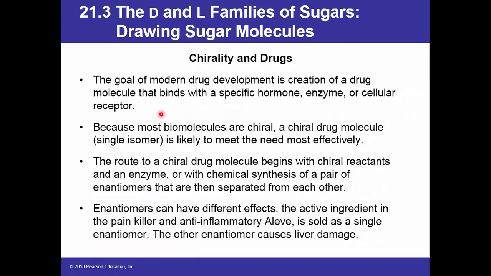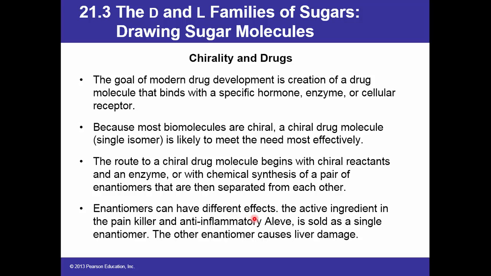Chirality and drugs. The goal of modern drug development is creation of a drug molecule that binds with a specific hormone, enzyme, or cellular receptor. Because most biomolecules are chiral, a chiral drug molecule, a single isomer, is likely to meet the need most effectively. Now, the route to a chiral drug molecule begins with chiral reactants and an enzyme, or with chemical synthesis of a pair of enantiomers that are then separated from each other.